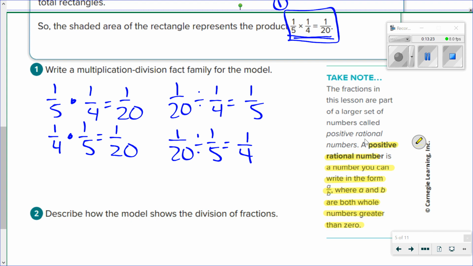The other part is a and b are whole numbers. So at this point, we're not working with fractions and decimals in our fractions. At least not for today.